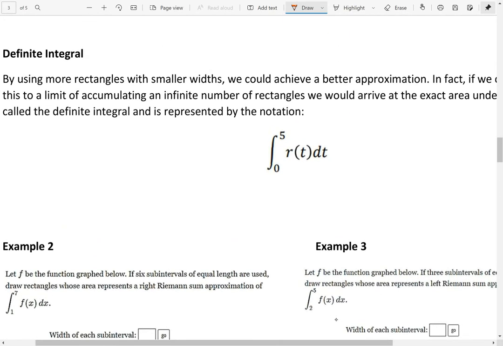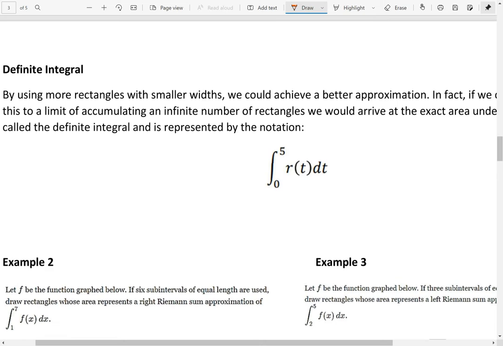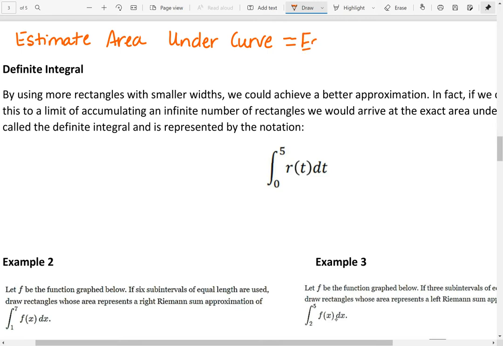And whenever we estimate the area under a curve, what we're actually doing is estimating the value of a definite integral.